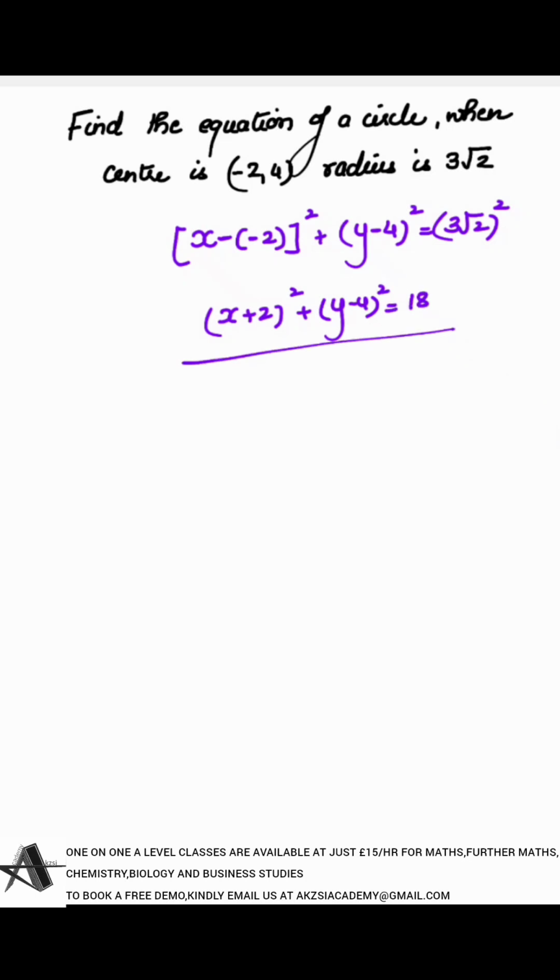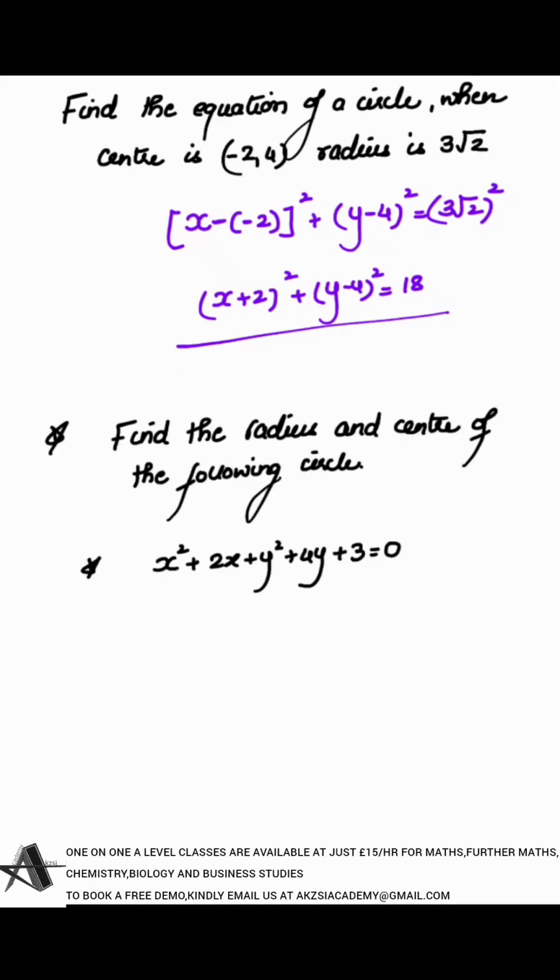Now what if a little more complex equation of a circle is given, and you have to find the radius and the center? So let me see here. Find the radius and center of the following circle, in its simplified form. They have expanded it and you'll get x squared plus 2x plus y squared plus 4y plus 3. Now we have to convert this into our standard form of the circle, which is (x minus a) whole squared plus (y minus b) whole squared is equal to r squared.